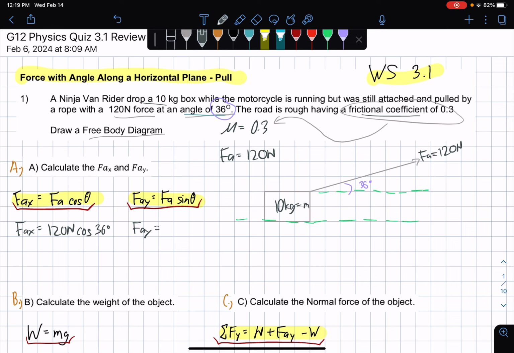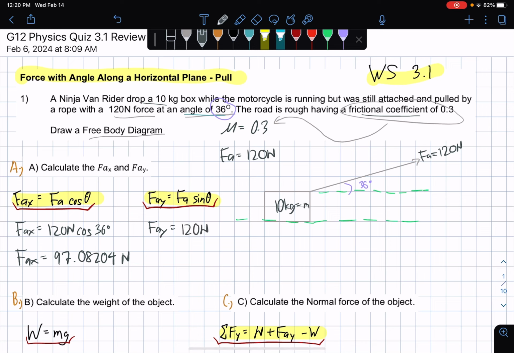So FAX, you could already find the value of FAX. If you have your calculators with you, 120 cosine 36 is equal to 97.08204. And then don't forget the unit. We're talking about force, so the unit is supposed to be in newtons, just like weight.